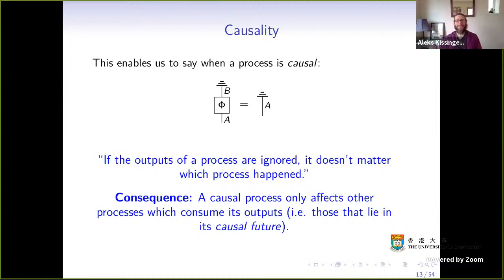So a consequence of this causality condition is that causal processes only affect other processes which lie in their causal future. You can think of this as something like, there's no secret side channels inside of these processes. Really, everything about causality is captured by the wiring.